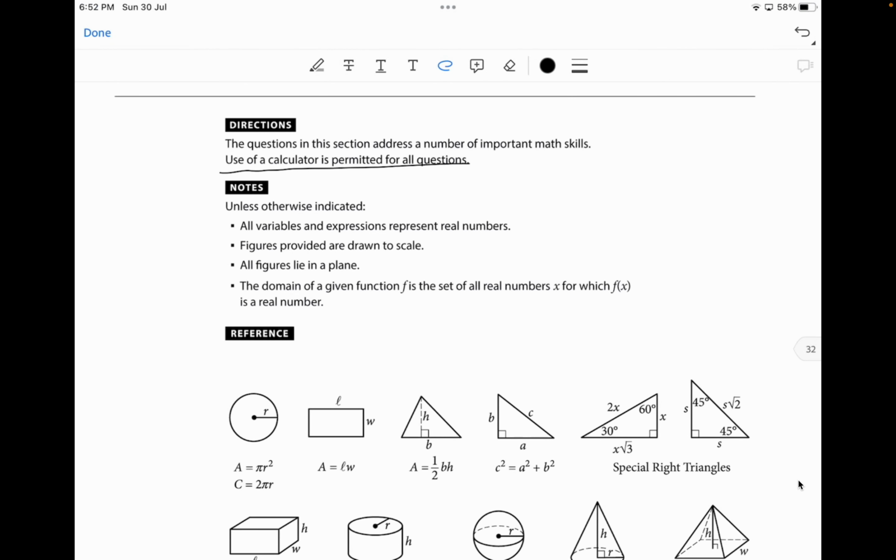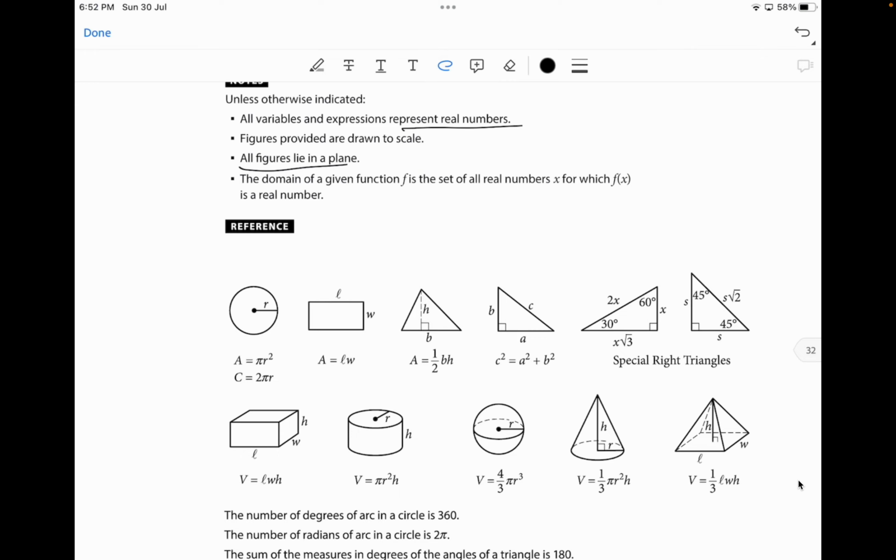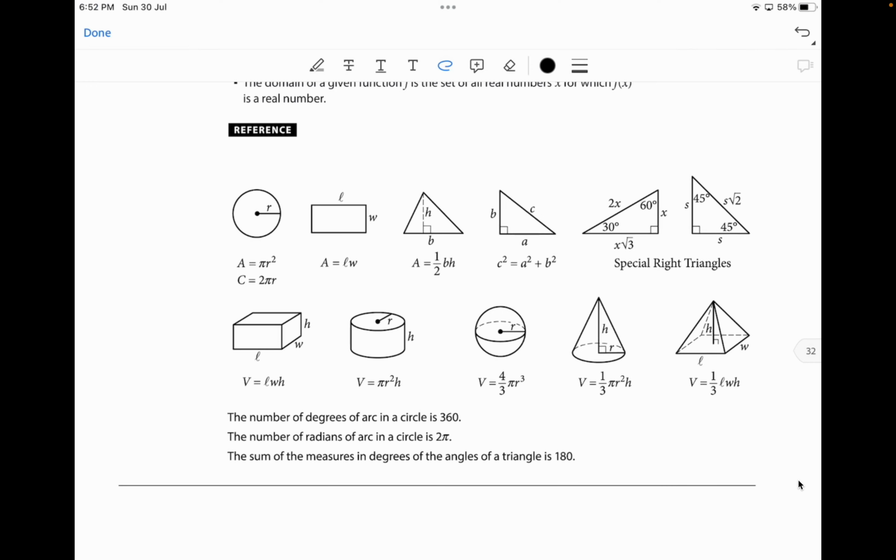Notes: unless otherwise indicated, all variables and expressions represent real numbers. Figures provided are drawn to scale. All figures lie in a plane. The domain of a given function f is the set of all real numbers x for which f of x is a real number. They give you a reference sheet with all the formulas. The number of degrees of arc in a circle is 360. The number of radians of arc in a circle is 2 pi. The sum of the measures in degrees of the angles of a triangle is 180 degrees. So here you go, there's a formula sheet that gives you all the formulas for all the shapes and sizes.